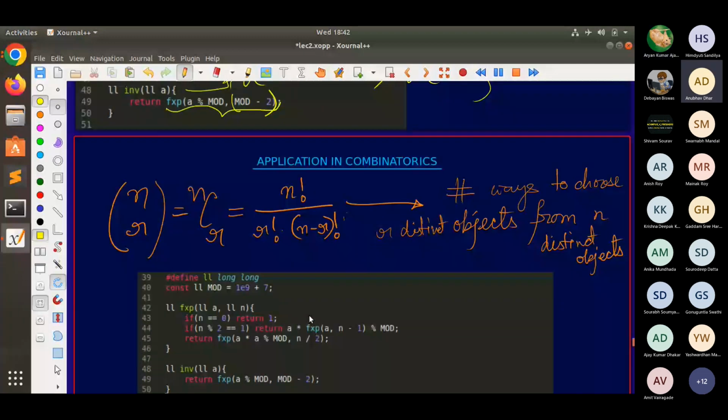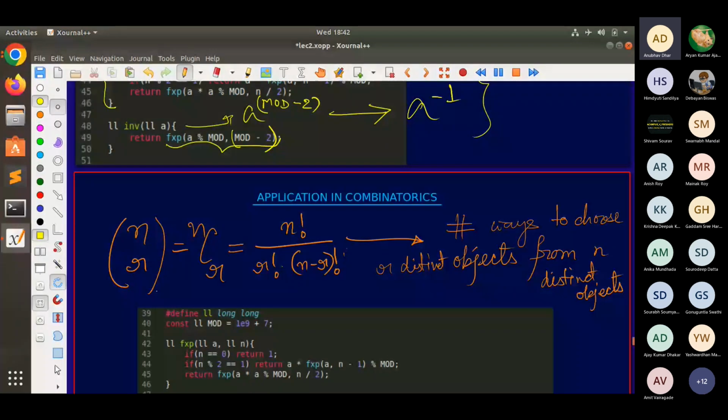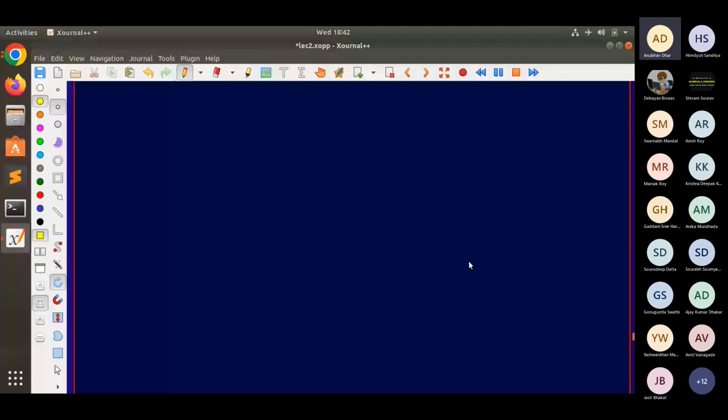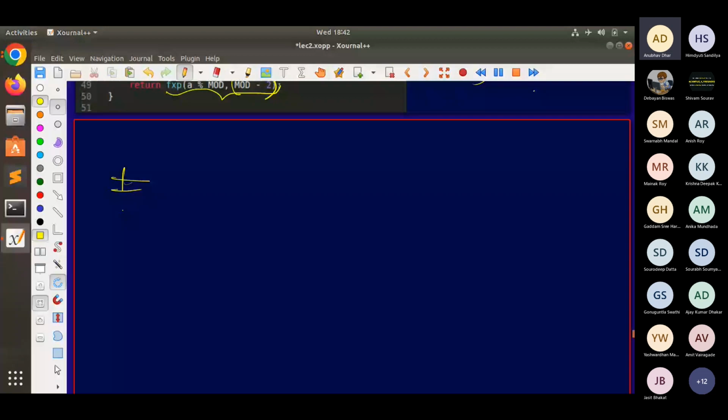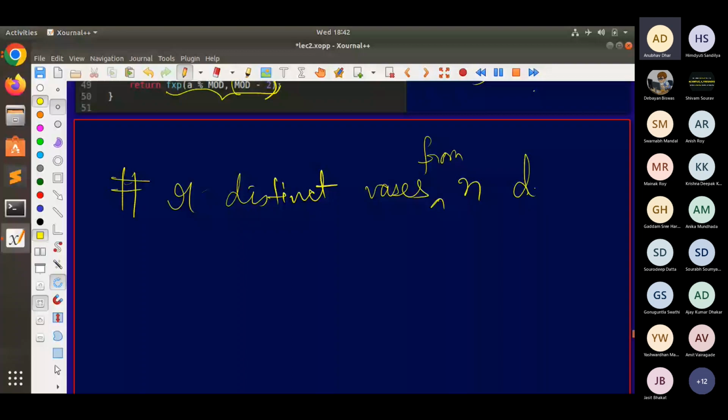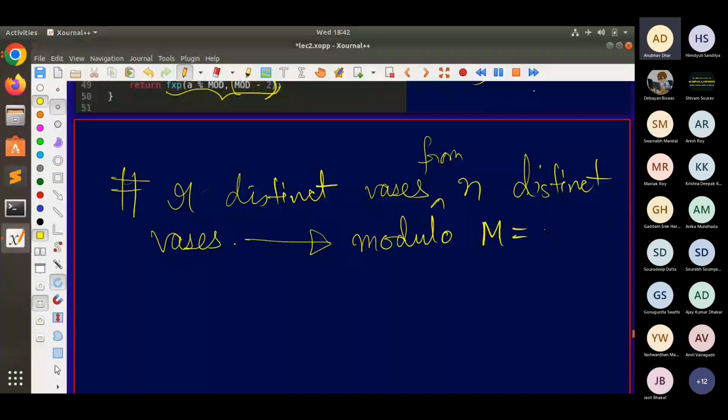Anyway, the thing is that if you are asked to calculate something like, let's get some more space, the number of ways you can choose r distinct classes from n distinct classes, and you need to report this modulo m, with m equal to, as usual, 10 to the 9 plus 7, and you have some range like this, can anyone tell me how to do this?